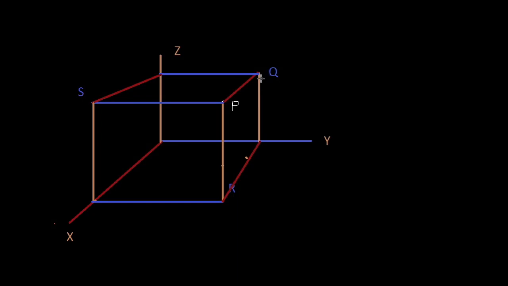First of all, Q. The point Q is on the YZ plane. Next, the point R. The point R is on the XY plane. The point S is on the XZ plane.